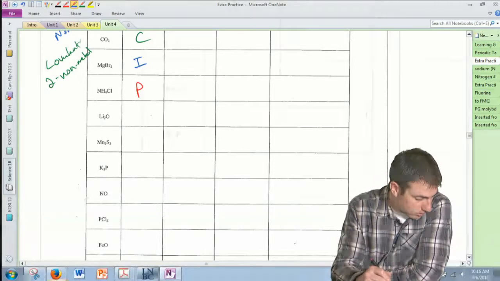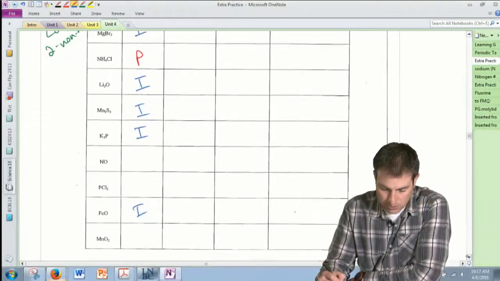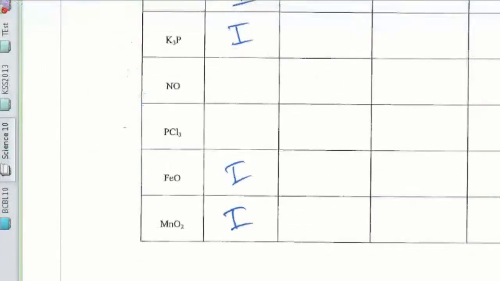Lithium, that's a metal. It's on the left side of the staircase on the periodic table. That's ionic. Mn, manganese, it's a metal. K, it's potassium, it's a metal. N and O, both nonmetals, so that's going to be covalent. P and Cl. P is phosphorus, Cl, those are both nonmetals. Fe, that's a metal, so that's ionic. Might as well finish off this column. Mn, again, is a metal, it's ionic.